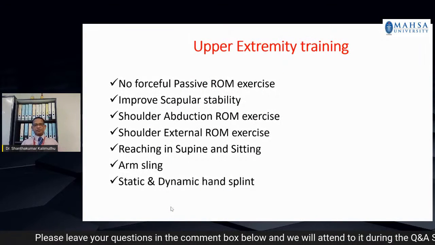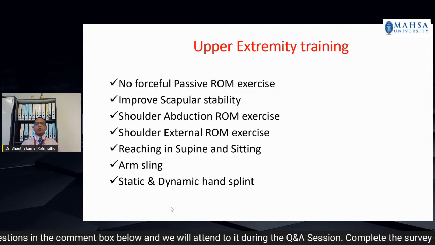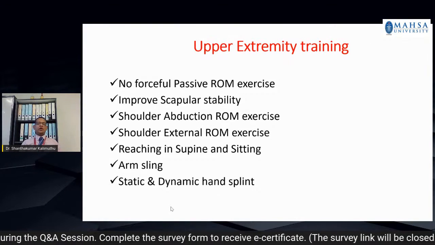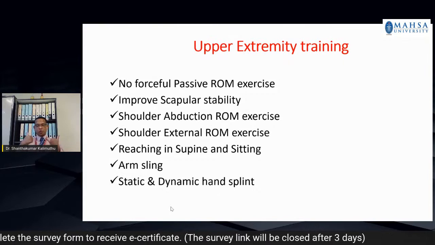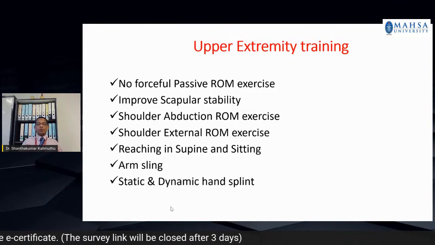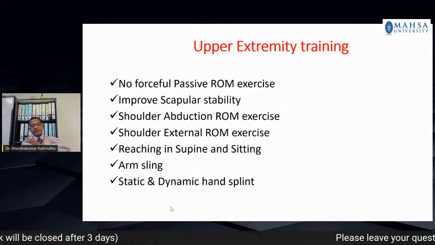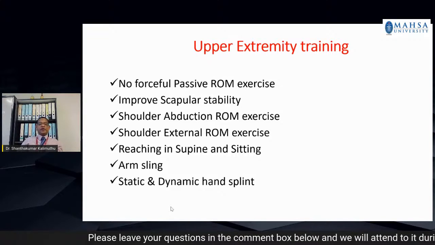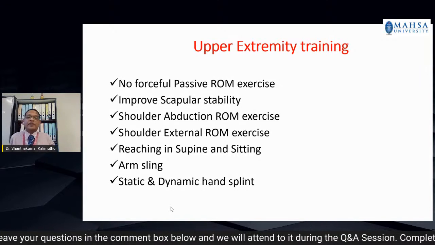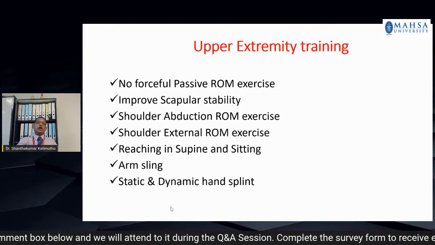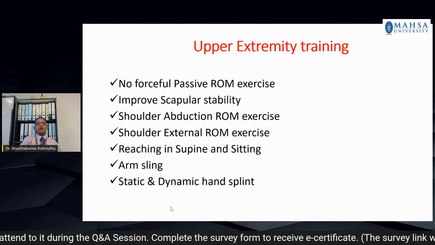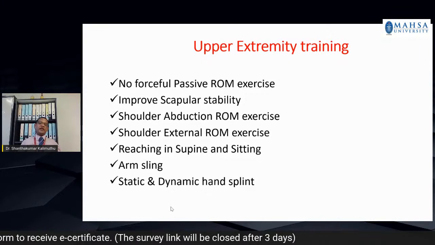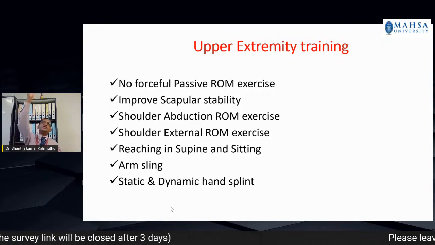Upper extremity training. Again, I repeat, no forceful passive range of motion exercise. Improve the scapular stability. So, early weight bearing in supine, and even when you bring the patient up to sit, you can encourage the patient to put weight into the affected hand, and then weight bearing in sitting and weight shifts to the affected arm will also improve the scapular stability. Shoulder abduction range of motion exercise, shoulder external rotation range of motion exercise, reaching in supine and sitting. Very early, teach the patient the reaching task.